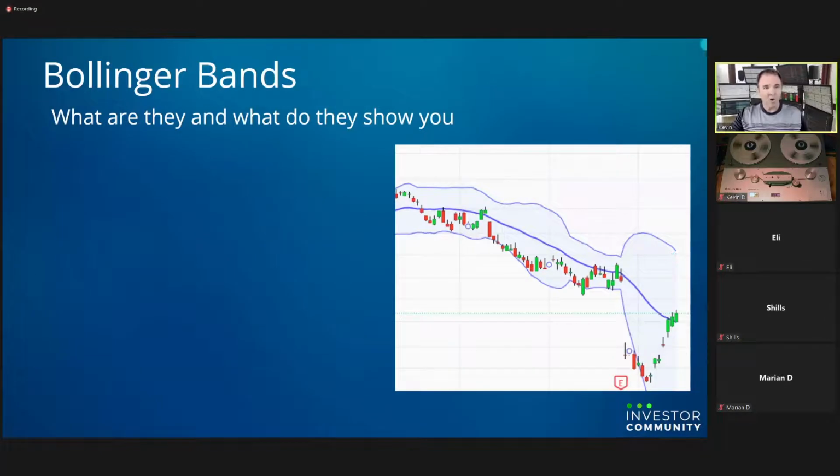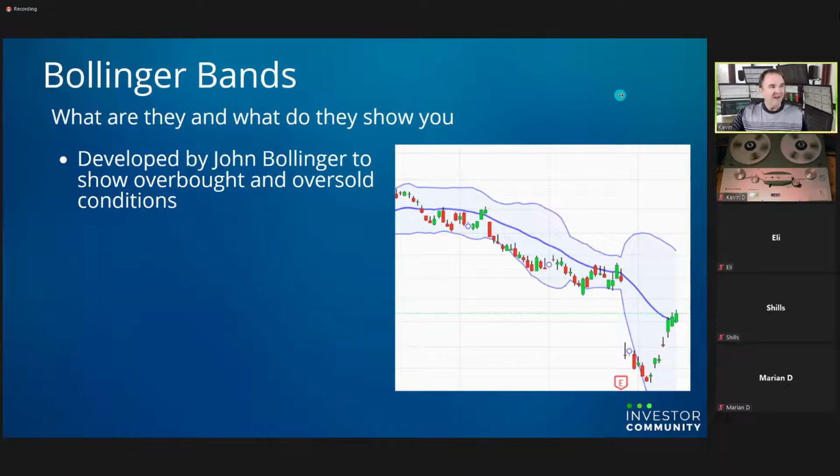So what are Bollinger Bands and what do they show you? You can see there's a chart on the screen right now, and the only indicator on this chart is the Bollinger Bands. You will see two outer bands and then a line down the middle that looks like a moving average, and it looks like a moving average because it is a moving average. So anyway, let's go through this.